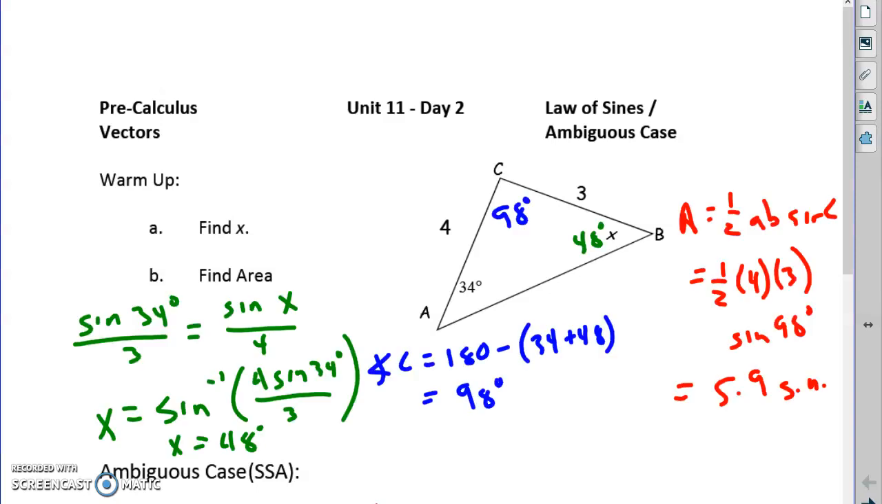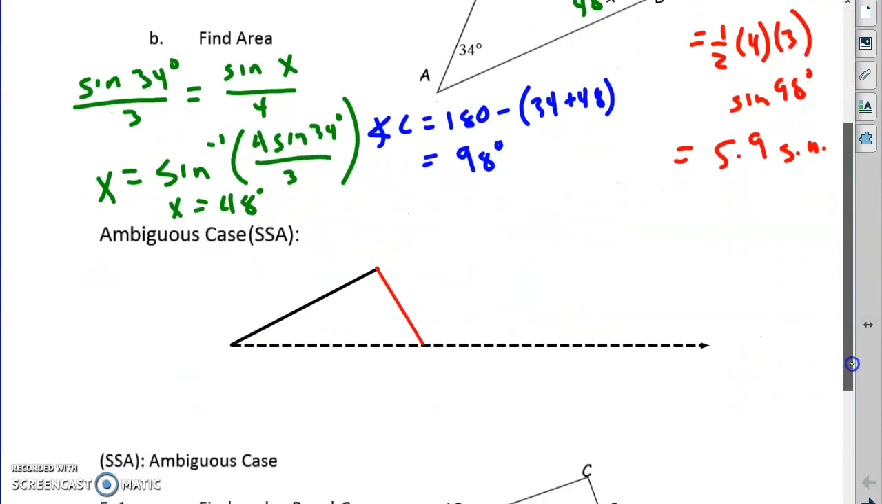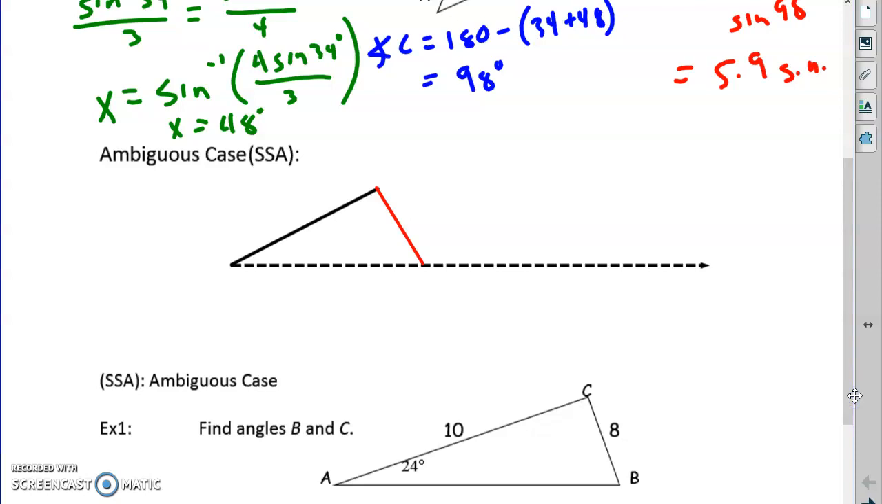There's the solution to that problem. I first found angle B to be 48 degrees using the law of sines. Then I found angle C to be 98 by subtracting from 180, giving us a area of 1/2 AB sine of C, 1/2 times 4 times 3 times sine of 98, 5.9 square units. Excellent. All right, so the ambiguous case.